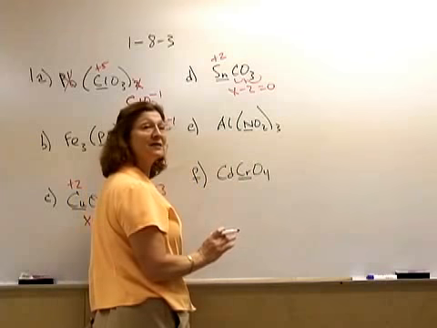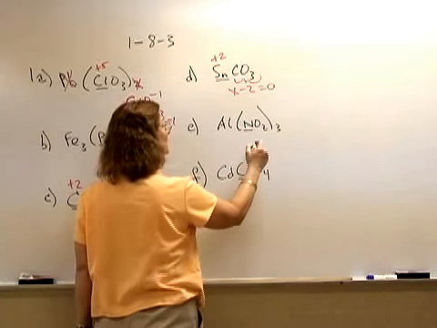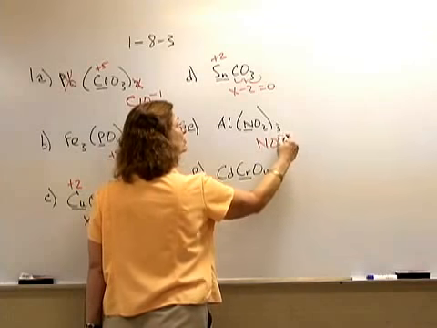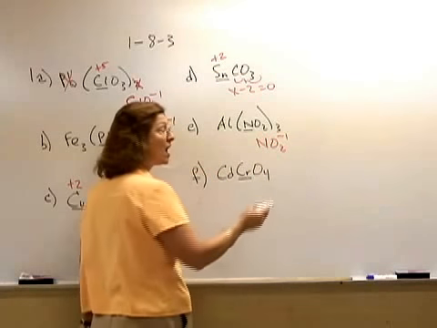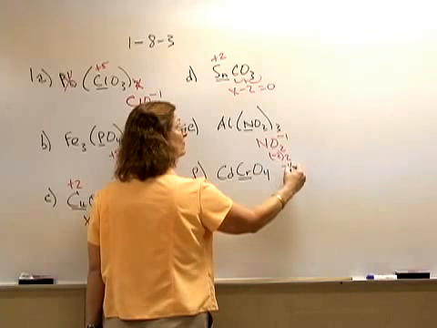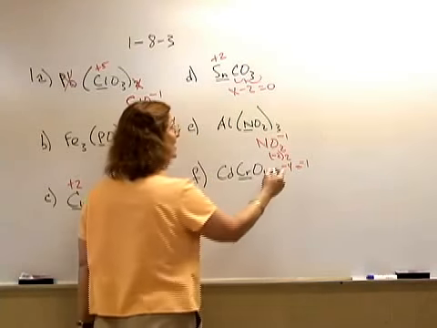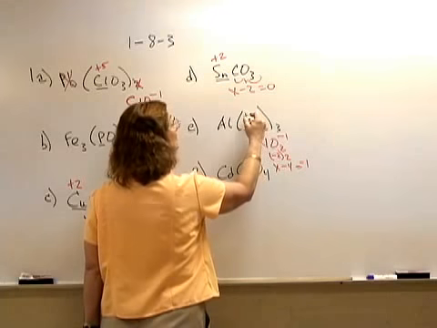Again, I have a polyatomic ion. So we're reviewing those polyatomic ions as we do our warm-ups. Nitrite has an overall charge of -1. Oxygen is -2. There are 2 of them, which gives me a -4. The overall charge of this polyatomic ion is -1. Therefore, nitrogen is +3.